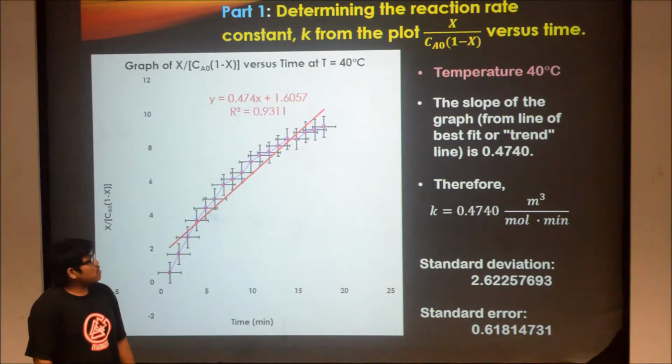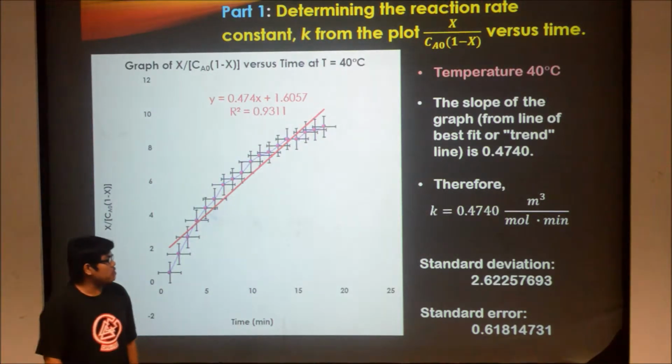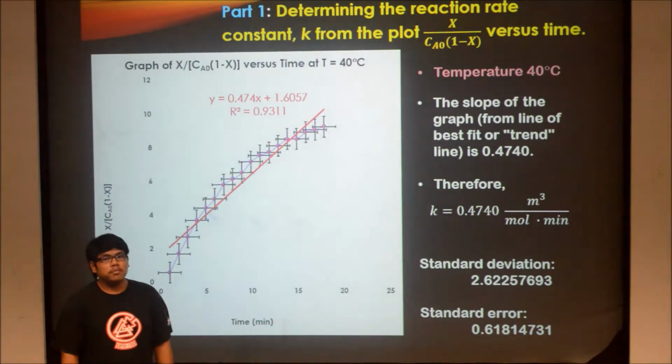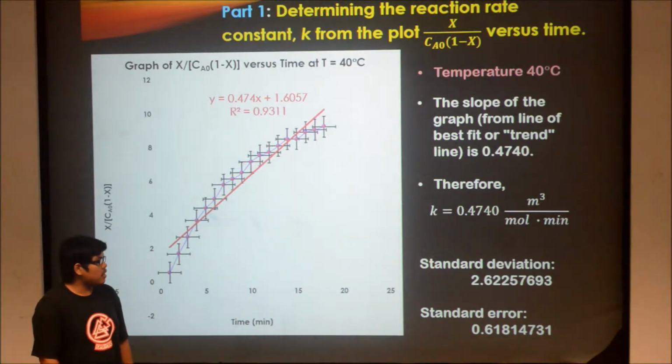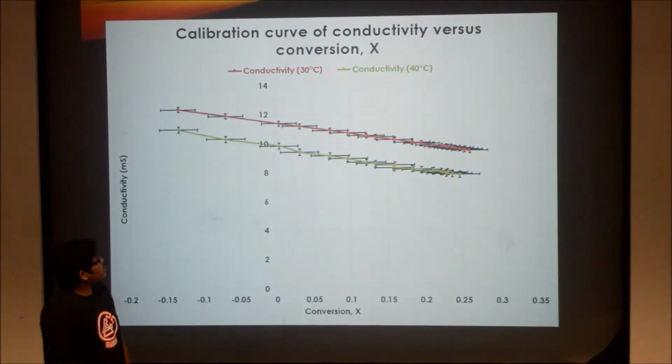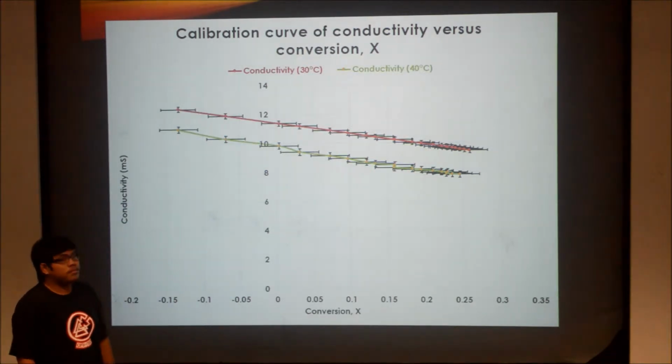At 40 degrees, we also perform the same calculation, and from that we obtain the value of K at 0.4740 meter cube per mole per minute, with a standard deviation of 2.62 and a standard error of 0.61. Next, we calibrate the conductivity versus conversion, and we obtain that the conductivity at the higher temperature is lower than that of the lower temperature.